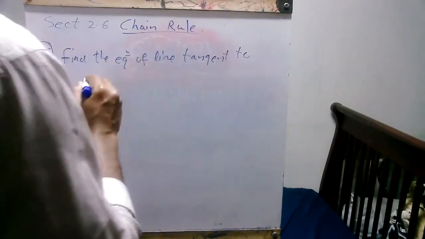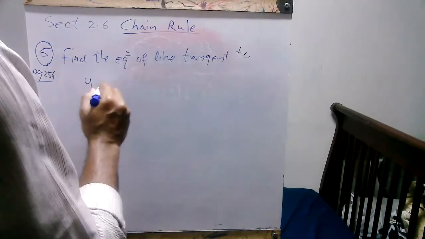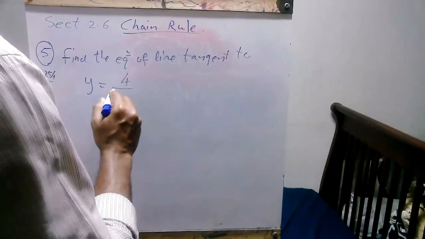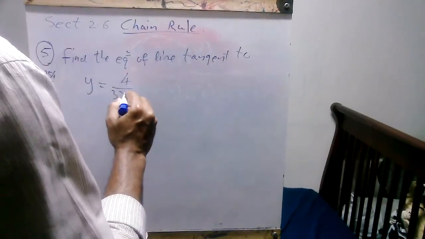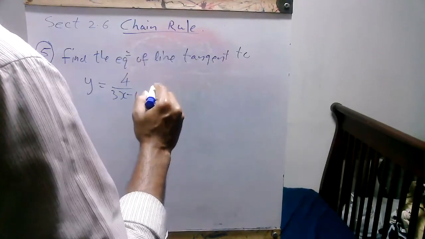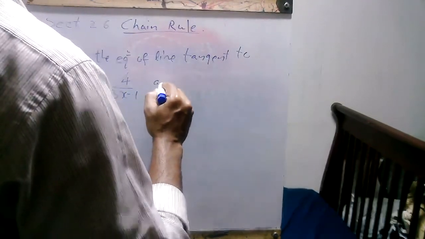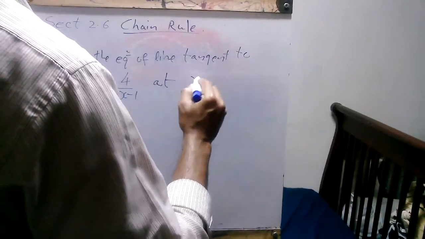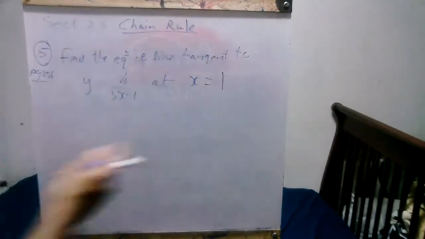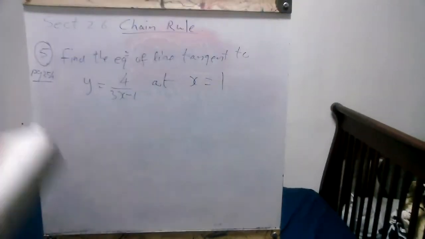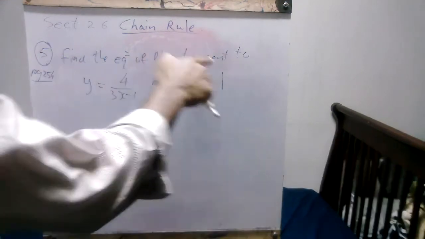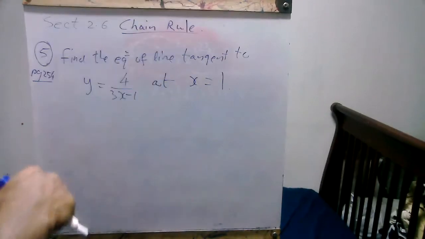Tangent to y equals 4 divided by 3x minus 1 at x equals 1. See if this question is clear to you. Find the equation of the line tangent to this at x equals 1.